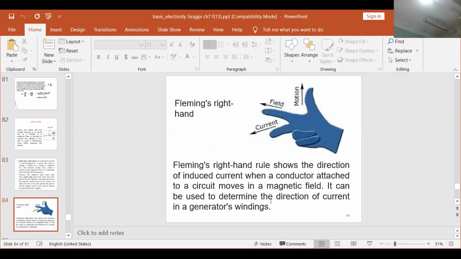Fleming's right-hand rule shows the direction of induced current when a conductor attached to a circuit moves in a magnetic field. It can be used to determine the direction of current in generator's winding.